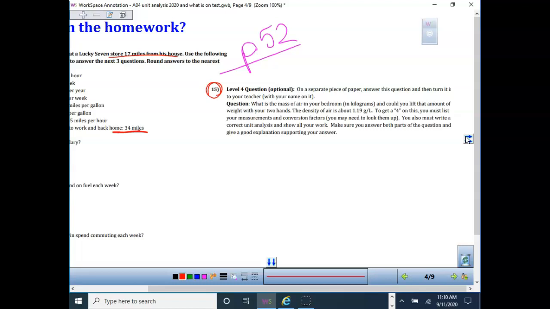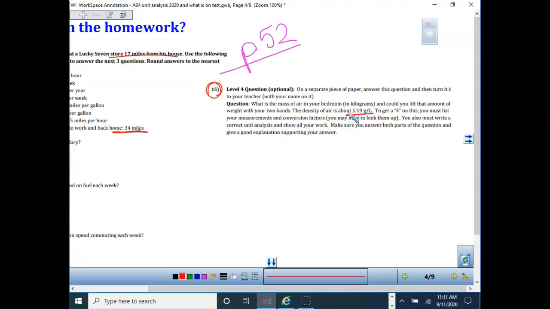What is the mass of the air in your bedroom in kilograms? If you are looking at this, could you lift that amount in the weight of 2 hands? So the weight of the air in your room, okay? The density of air, so we give you that. Density of air is 1.19 grams per liter.